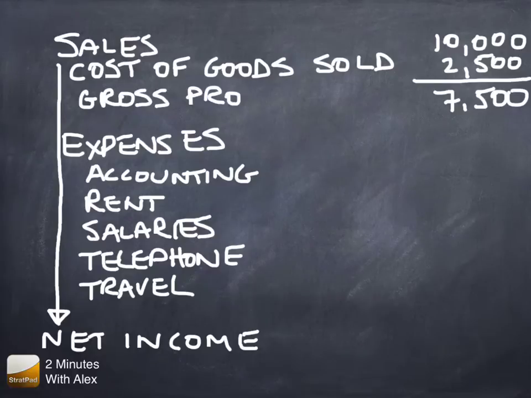Now the words gross profit are oftentimes not shown on the income statement, but you'll know that that's what that subtotal is, gross profit. Then underneath that, oftentimes you'll see the expenses listed like this in alphabetical order. But we can also show them a different way, like this.